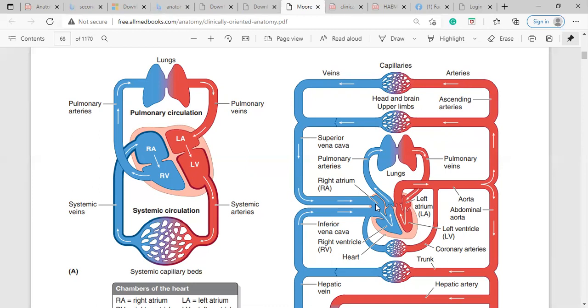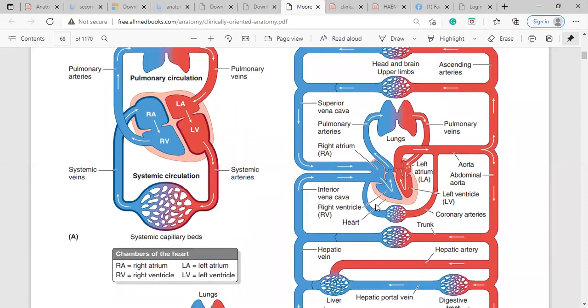The pulmonary circuit starts from the right ventricle and ends in the left atrium, while the systemic circuit starts from the left ventricle and ends in the right atrium, okay? And both of them have both oxygenated and deoxygenated blood, okay?